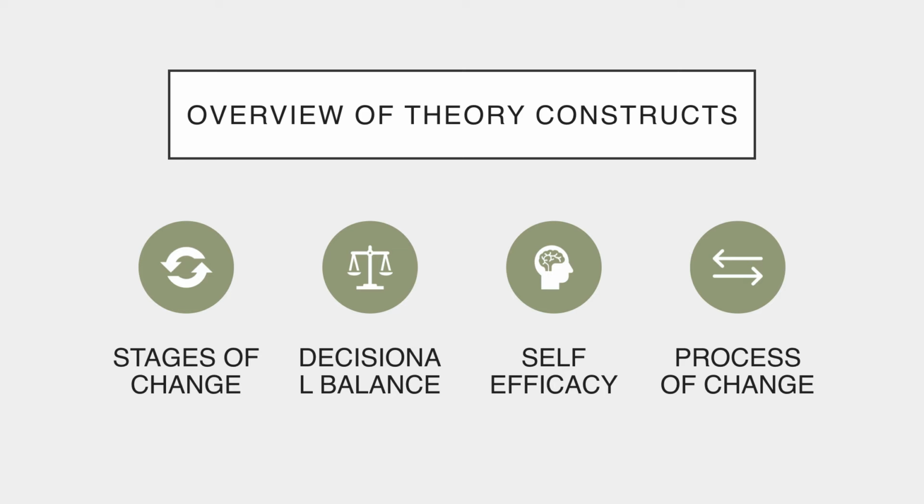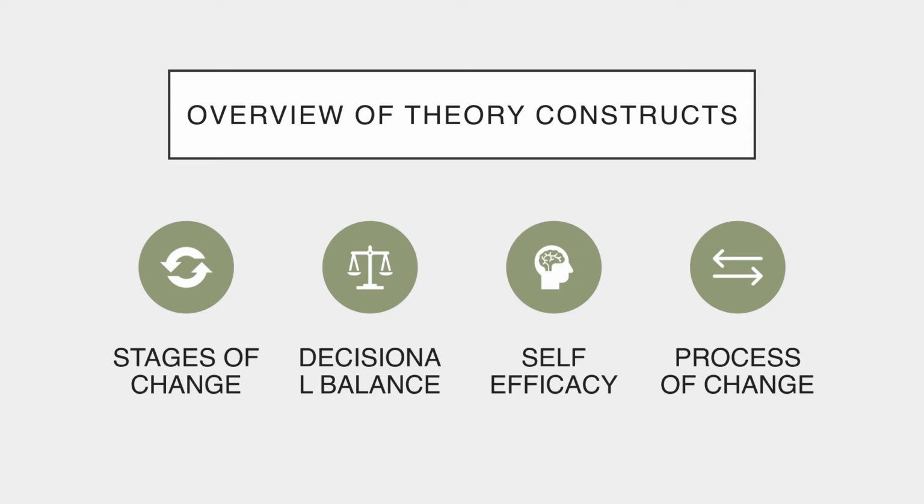This theory has 4 constructs that I'll define and then describe how the study aligns with each. The first is the stages of change, which I've already discussed. Next is decisional balance, which describes how the patient weighs the pros and cons of behavior change and how the balance of this perception changes as the patients progress or regress to different stages.